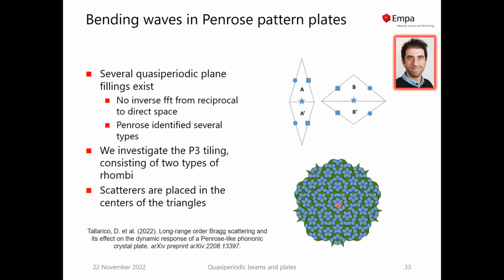This Penrose tiling, the P3 tiling, is based on two rhombi, a thin and a thick one. And there is an algorithm to make this puzzle. So you basically have to connect the squares and the dots. And if you do this, you can make a nice tessellation of the plane, which doesn't have any translational symmetry. This work is already available on arXiv. It's now in revision. And what we do is we will make a plate like this, not with thick and thin sections, but with scatterers that we place in the center of these triangles that build up the Penrose tessellation.